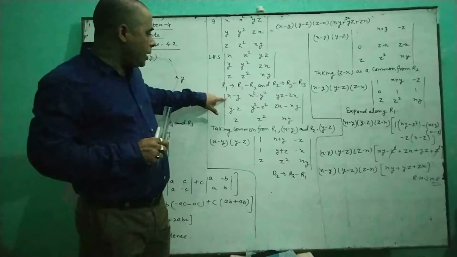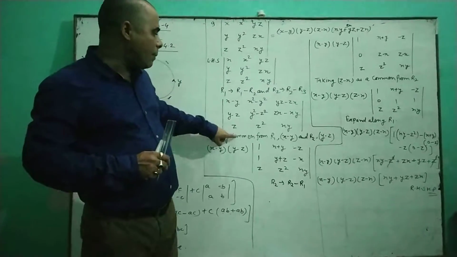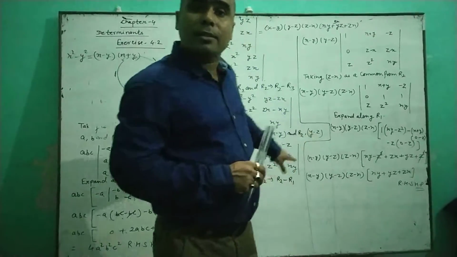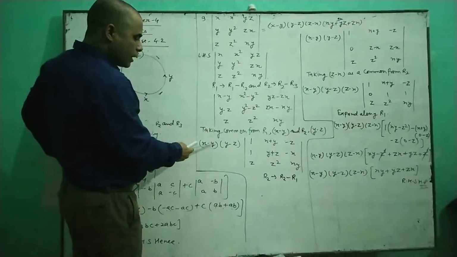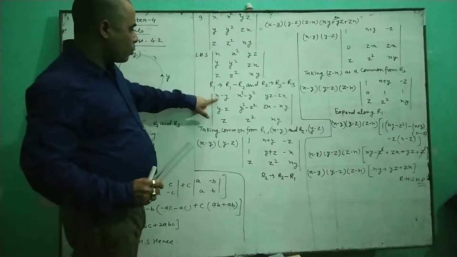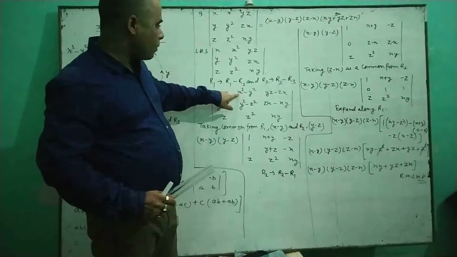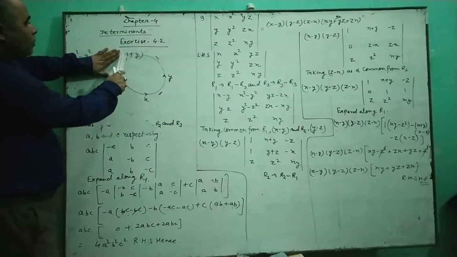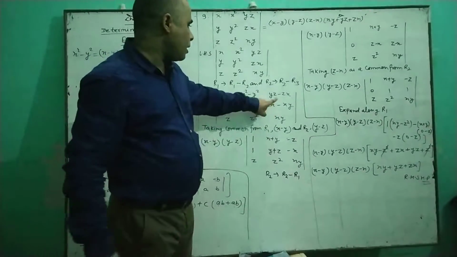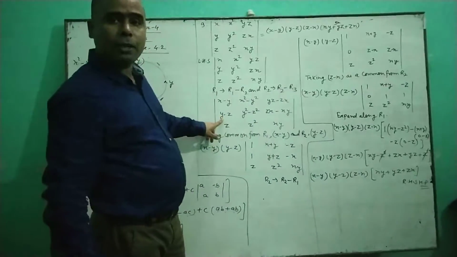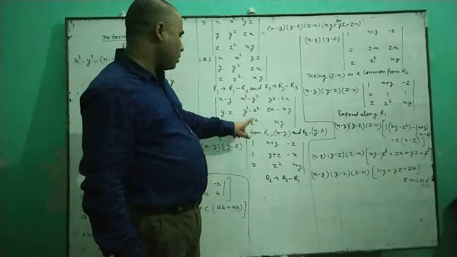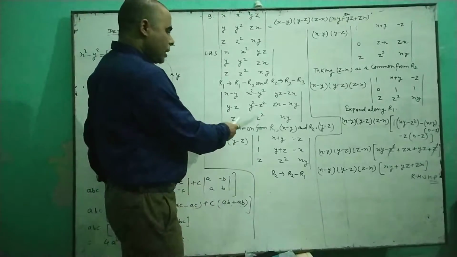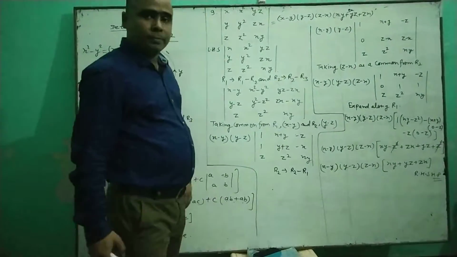Now we take x minus y common from R1 and y minus z common from R2. Taking x minus y common from R1, what will be left is x plus y, and here minus z. Similarly from R2, taking y minus z, it is 1, y plus z, and here minus x. Now z square and xy will be left in R3.